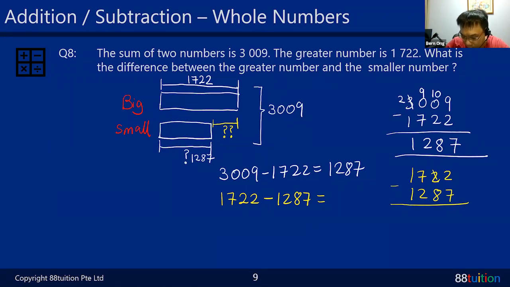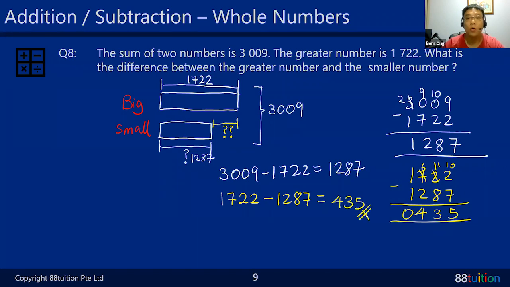Don't rush. So 12 minus 7, again, I count 7, 8, 9, 10, 11, 12 is a 5. Down here I borrow. 11 minus 8, I count onwards, 9, 10, 11, 3. 6 minus 2 is a 4. 1 minus 1 is a 0. So your final answer is 435.